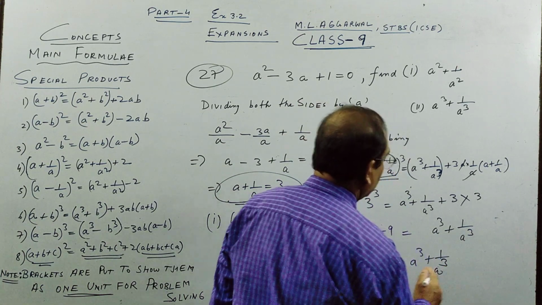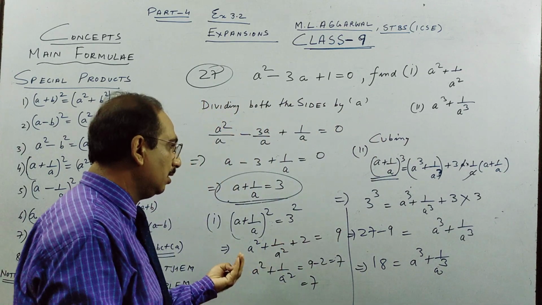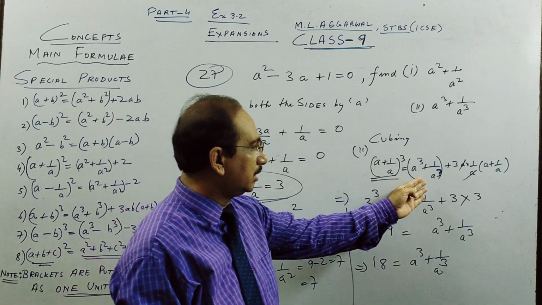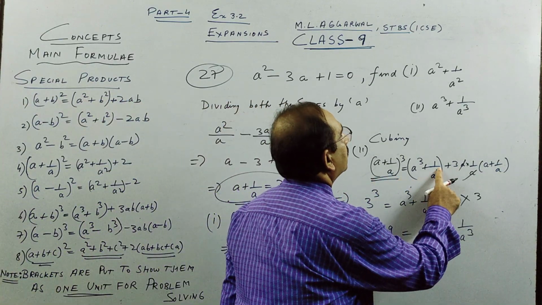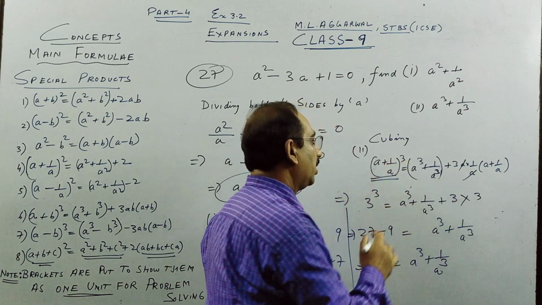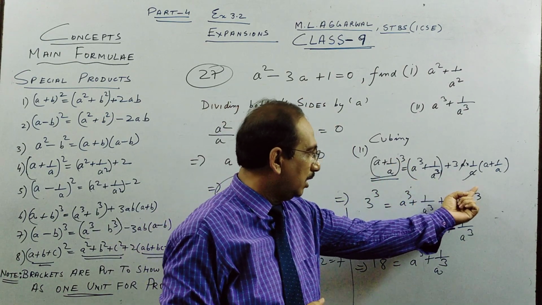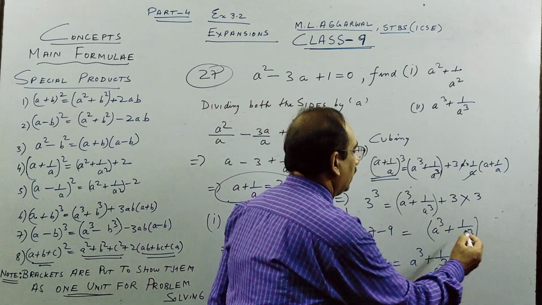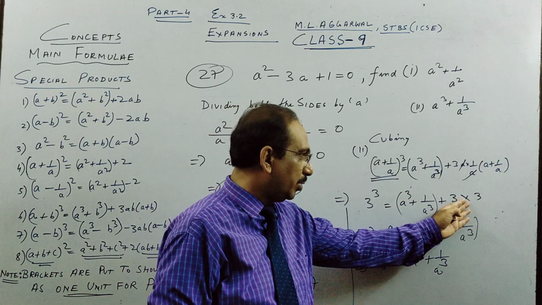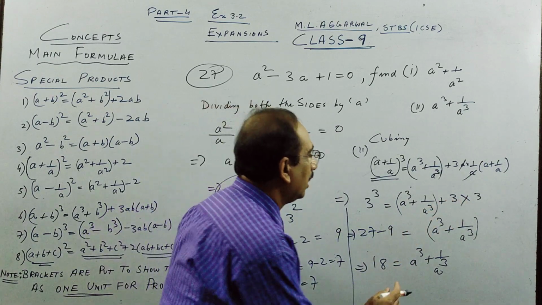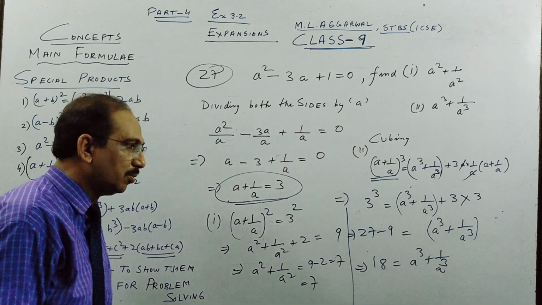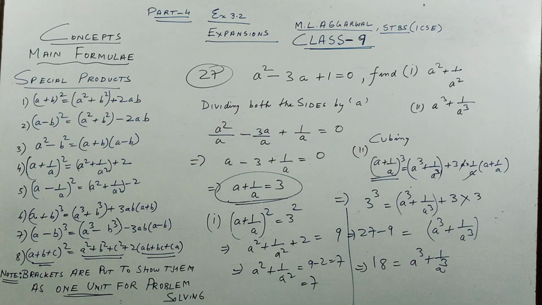So do one thing, you pause the video, or you can go back and see nicely how I have got this. From there I got this, and cubing relationship a cube plus a plus 1 by a whole cube. We get this formula. We have to get this, that's why I was doing the pairing there. So 27, 3 cube, minus 9 becomes 27 minus 9, and this is what we get, a cube plus 1 by a cube. So kindly pause the video and then we move on to the next question.